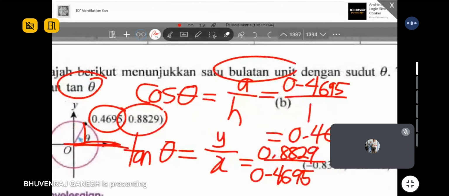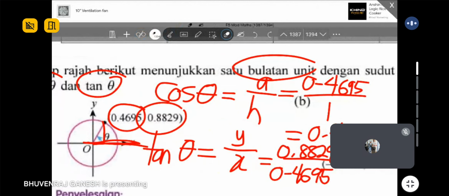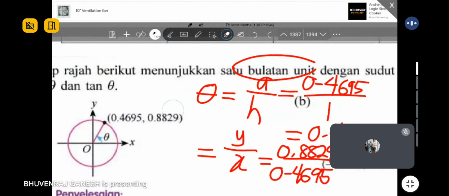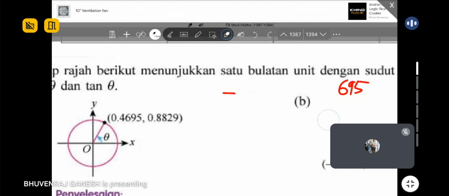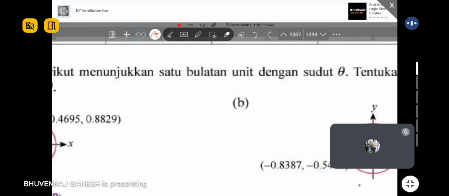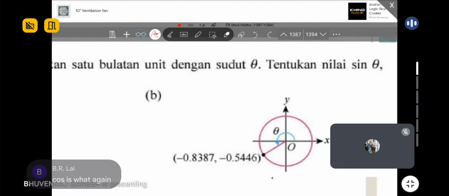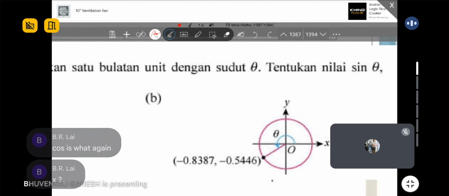Okay. So clear, guys? Untuk bahagian A. So untuk bahagian A, senang. Very easy. Because semua nilai adalah positif. Tapi, let's say sekarang ada soalan yang ada nilai negatif. Negative value. Cos is what again?